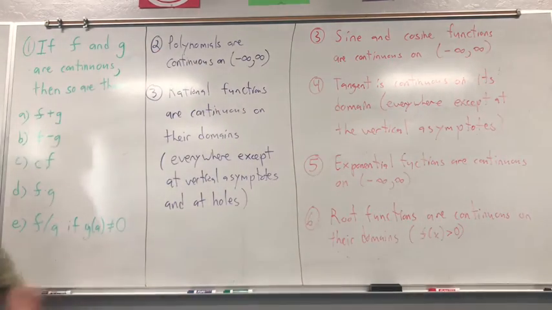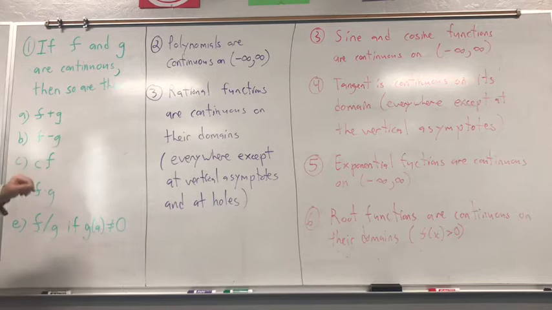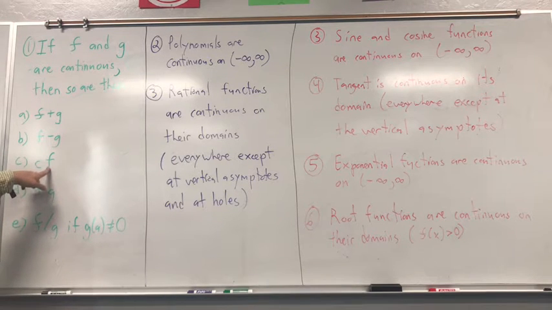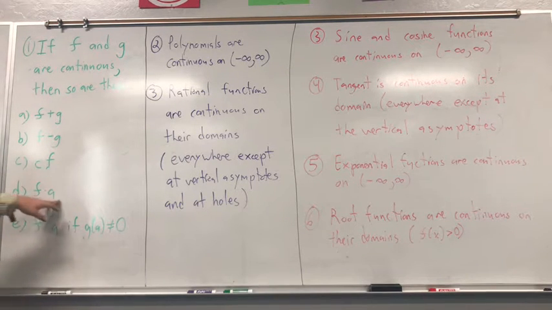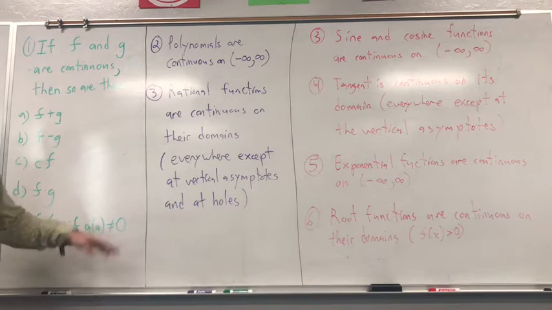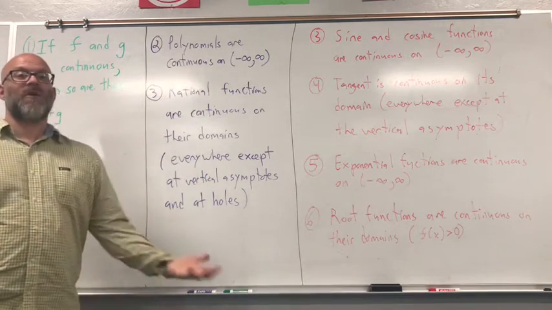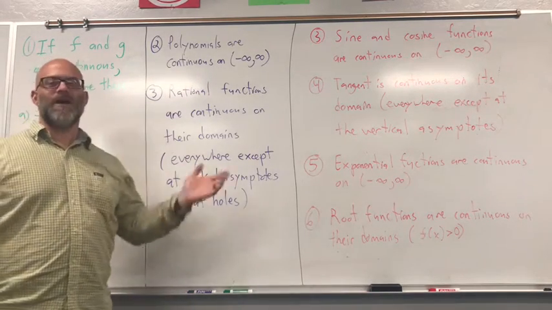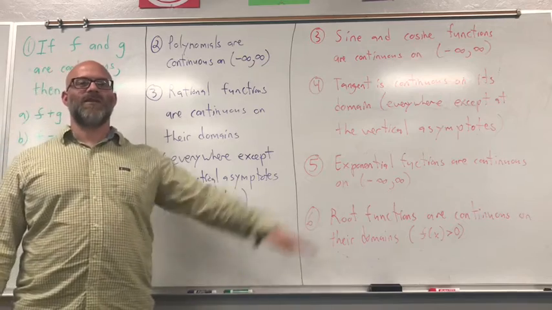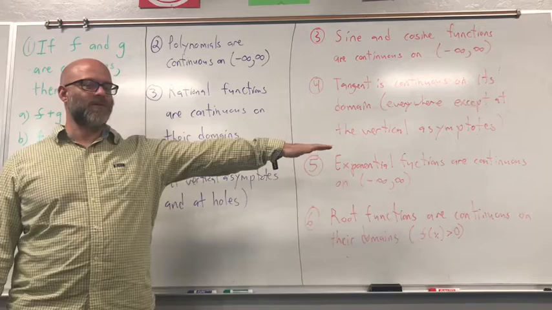If f and g are already continuous functions, then all of these will be continuous functions: f plus g of x, f minus g of x, a constant times the function, f times g, f divided by g as long as g of a does not equal 0. All polynomials are continuous over the entire set of real numbers. Think about it. f of x equals 3, the constant linear function. Its domain is all real numbers, and it's continuous over all real numbers.